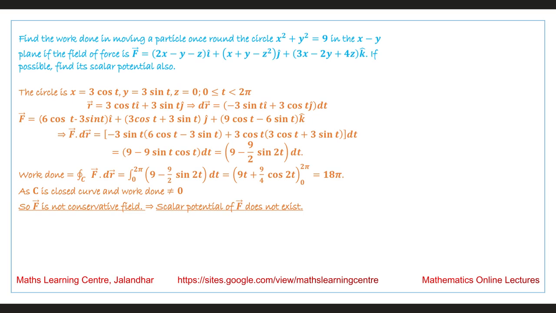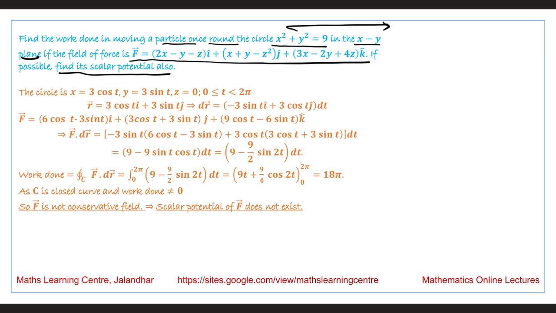Next we have: find the work done in moving a particle once around the circle x² + y² = 9 in the xy plane if the force is given by this, and if possible find its scalar potential. So this circle is given. In parametric form, the equation will be given by x = 3 cos t, y = 3 sin t, and the value of z, since it is the xy plane, is 0, and t is varying from 0 ≤ t ≤ 2π.